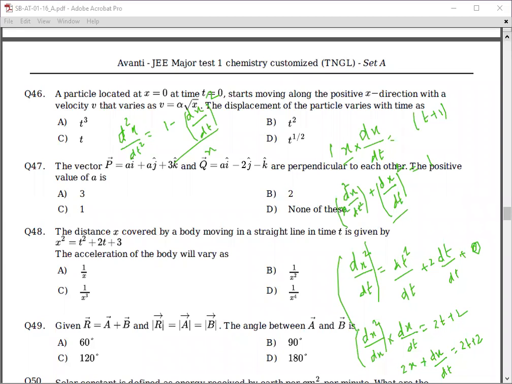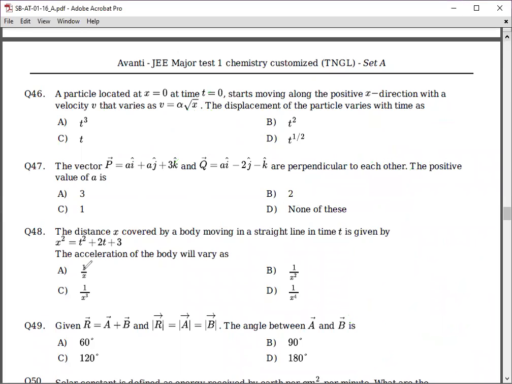क्लियर हो गया? ये सबको समझ में आ गया ये? Yes, sir. Okay? Right. So you just have to put it, है ना? The answer would be, if you put it, the answer would be C. Okay? Right. So 48 अच्छा क्वेश्चन था. 48 is a good problem. अब तक 48 अच्छा क्वेश्चन था.